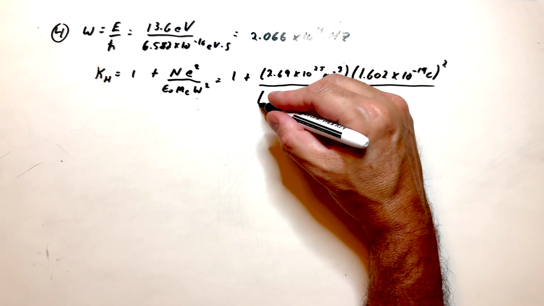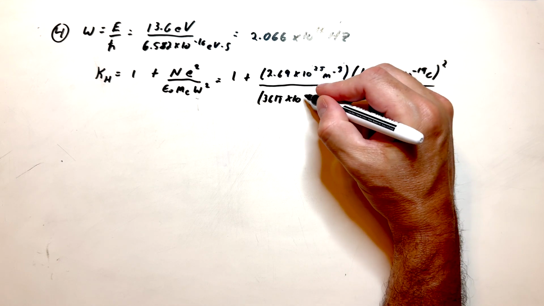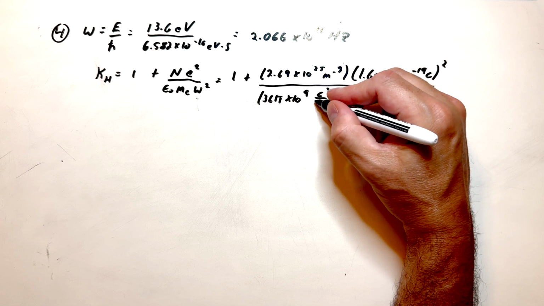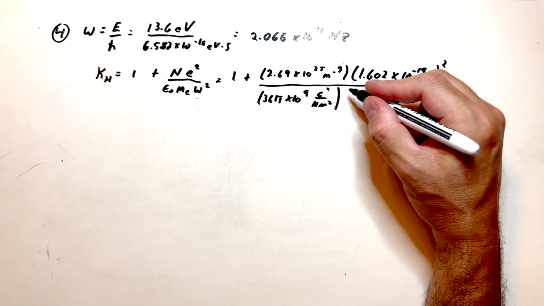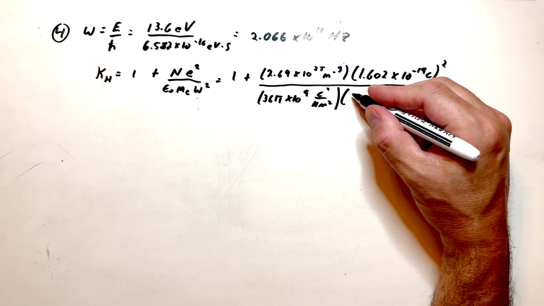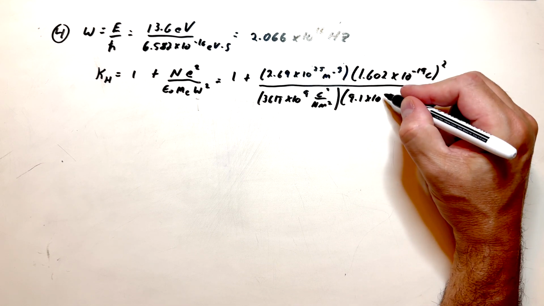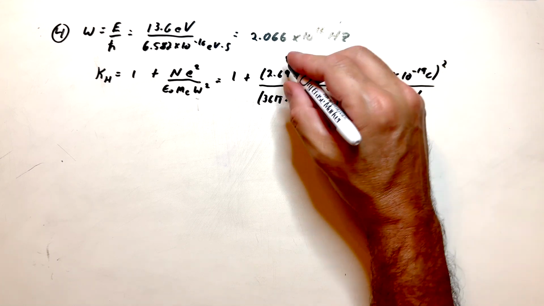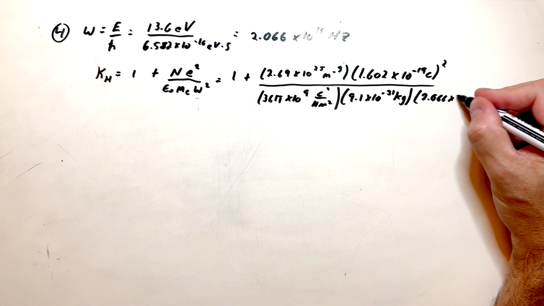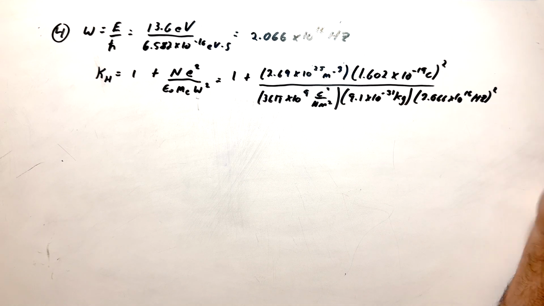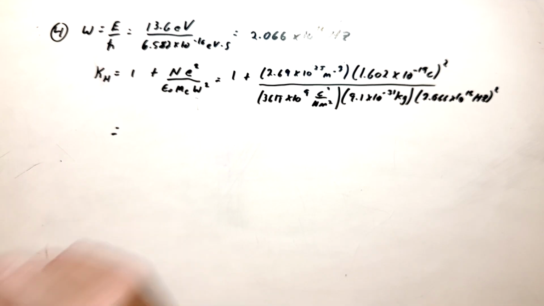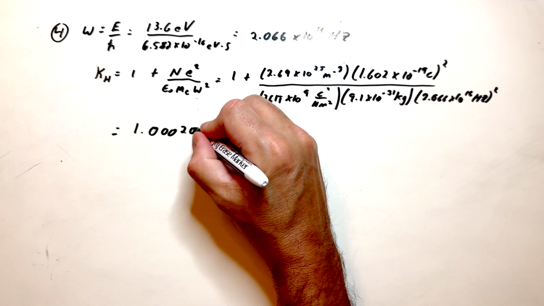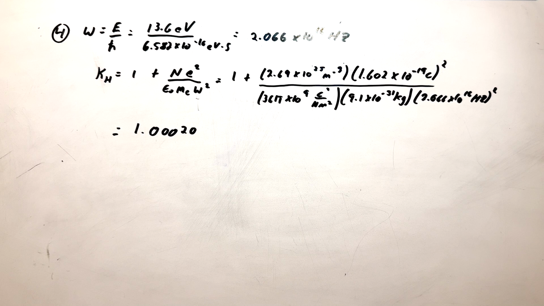We'll divide this by 36 pi times 10 to the 9 coulomb squared per Newton meter squared. And then the mass, that's just epsilon naught. And then the mass of the electron, 9.1 times 10 to the minus 31 kilograms. And then finally, the frequency we calculated here, 2.066 times 10 to the 16 hertz. We'll have to square that. And when we do, what do we get? We get 1.00020.